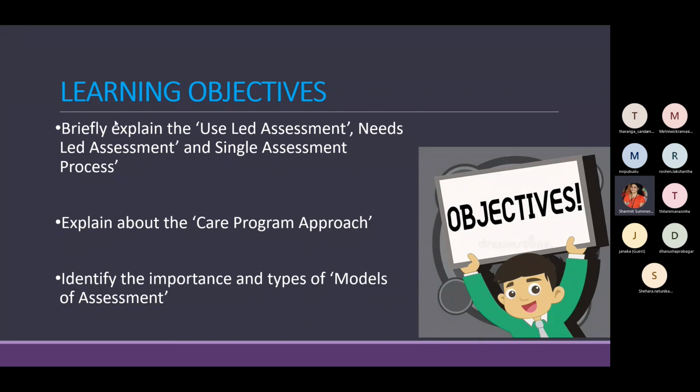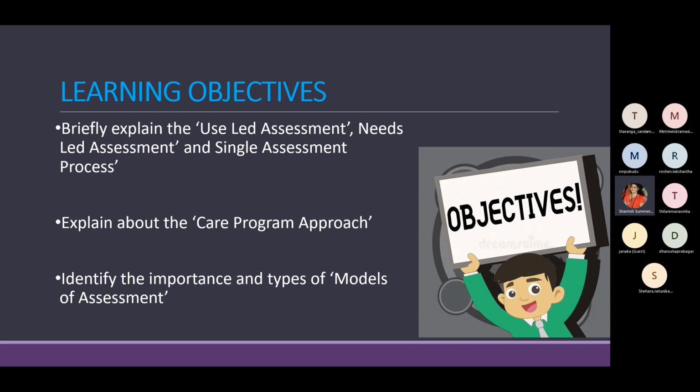So user-led and needs-led assessment are both assessment types, and the single assessment process, SAP, is a kind of assessment tool. We already studied the types of assessment tools in a separate lecture; in addition to this, the single assessment process is also available. Also, we are going to see the CARE program approach, which is a kind of policy, a legislative framework we use for assessment purposes, and the importance and types of models we use in order to apply the assessment. So these are the major learning objectives of this session. We'll see them one by one.